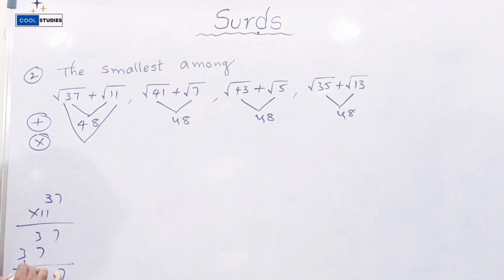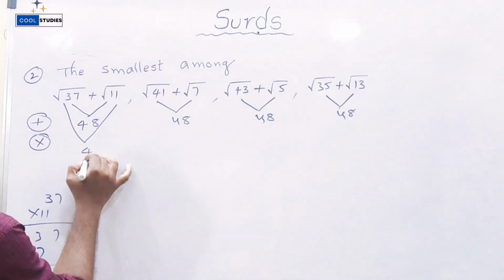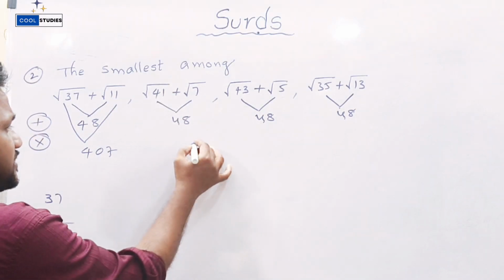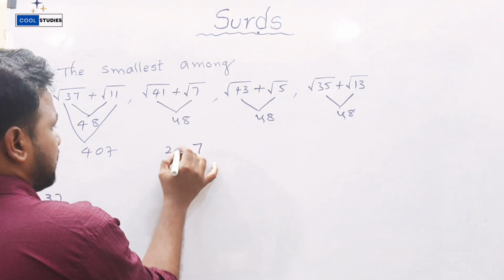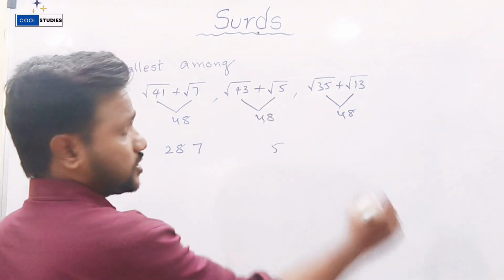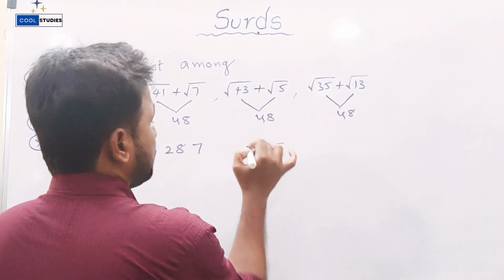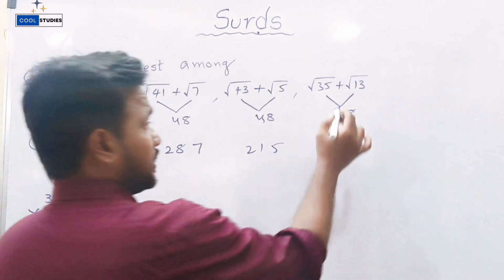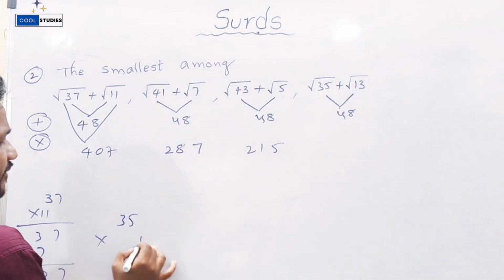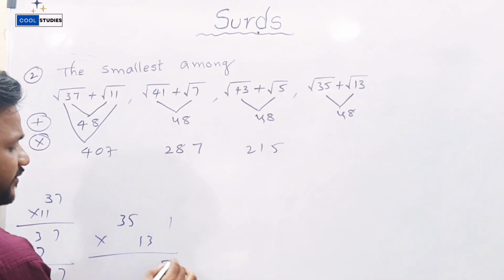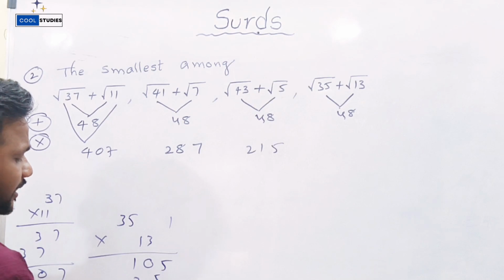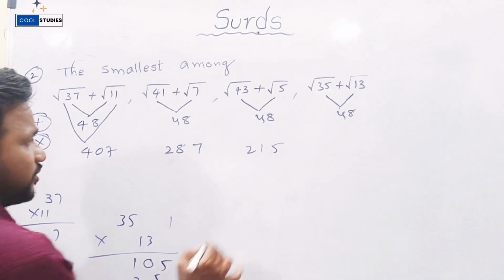407. Next, 41 into 7: 7 1s 7, 7 4s 28, 287. Then 43 into 5: 5 3s 15, 5 4s 20, 215. Next, 35 into 13. Let us multiply 35 into 13. 3 5s 15, 3 3s 9, 9 plus 1 is 10, 1 5 and 1 3, 455.